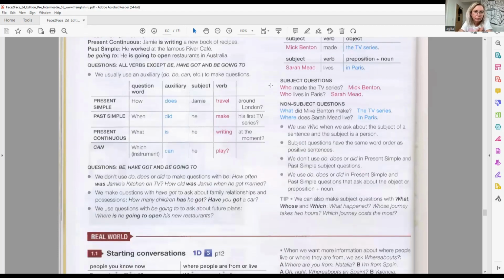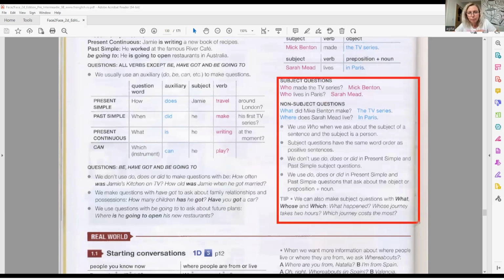As we mentioned, in our subject questions we have who, and in the non-subject questions we have what, and the answer is going to give the object. Who is about a person. But we don't want to know the person, because the question already told us who the person is. We want to know something else, which is the object, which in this case would be the TV series or Paris. Very good. These are some good points to help us remember how we make subject or non-subject questions.